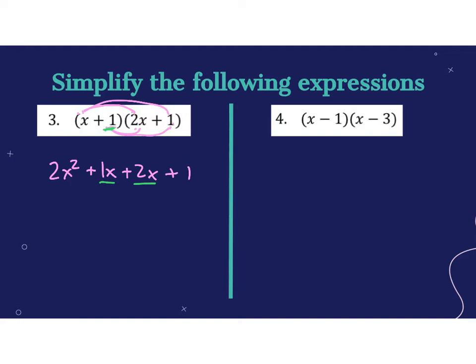So I made my list here. Now I'm going to look for my like terms, which are the 1x and the 2x. So I have 2x squared by itself out front, then 1x plus 2x is 3x, and then 1 behind.